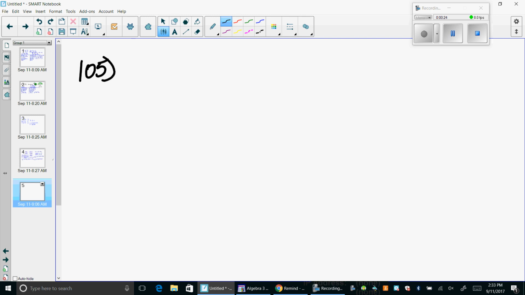So problem 105, it says this. The cash flow per share for Timberland Company was 18 cents in 1995, and then it was $3.65 in 2000. And they want me to write a linear equation that gives the cash flow per share in terms of the year.